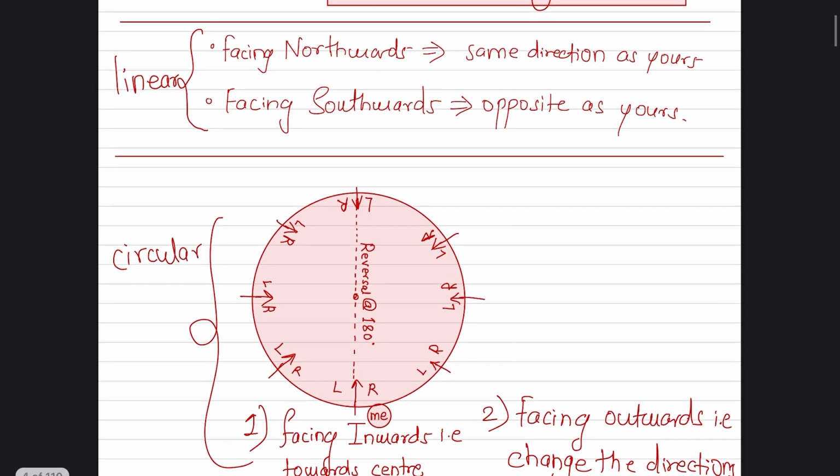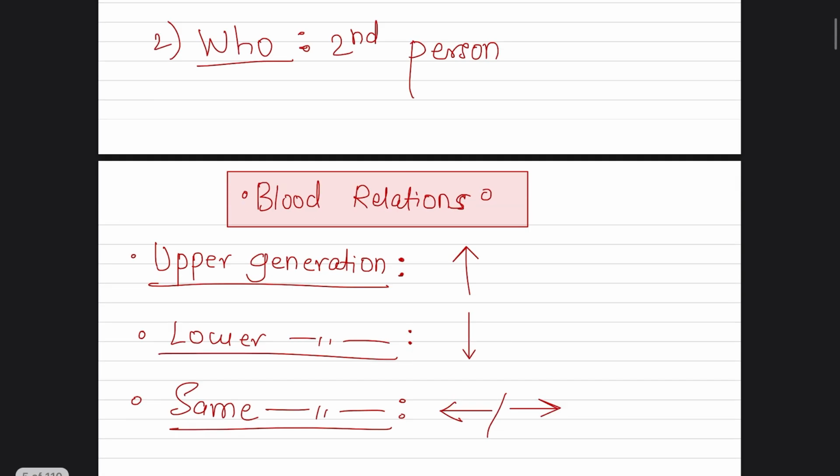Similarly, we have seating arrangement problems. So this is the circular arrangement, then we have the linear arrangement, then we have blood relation.